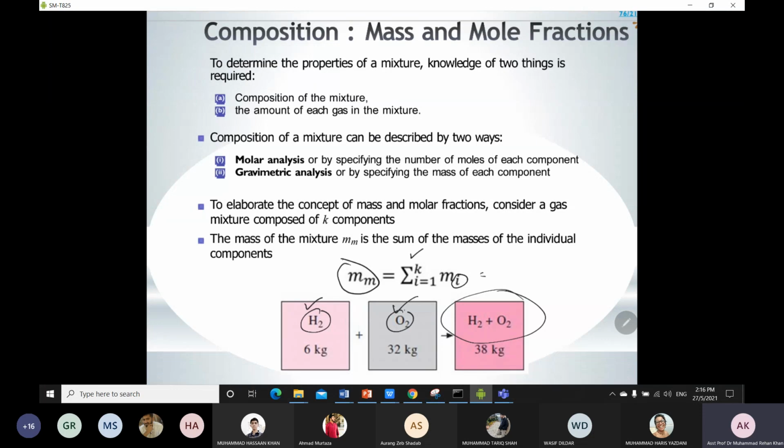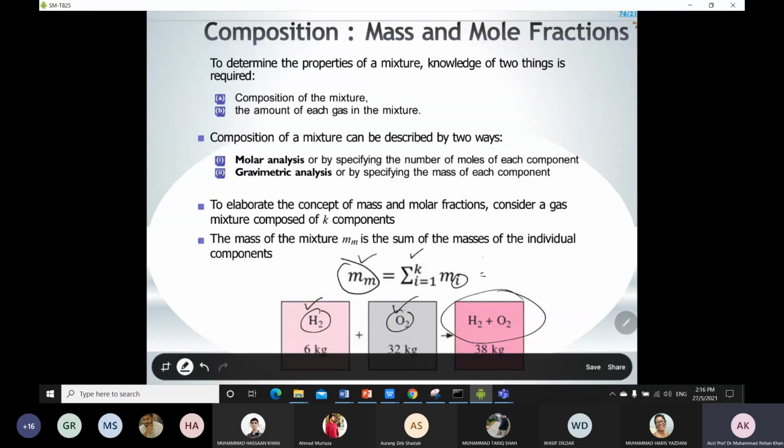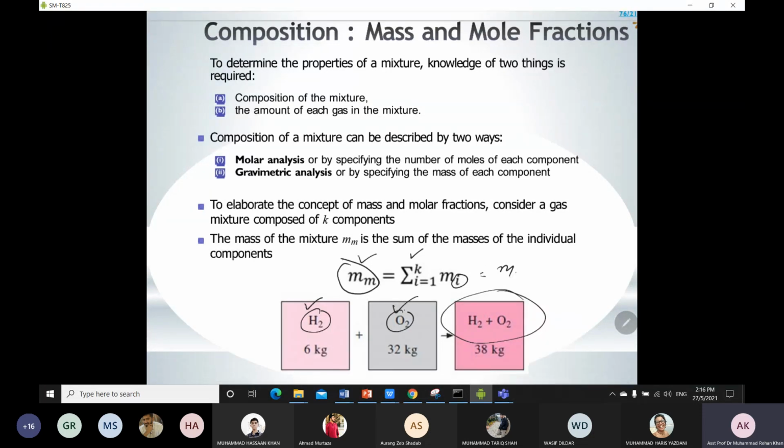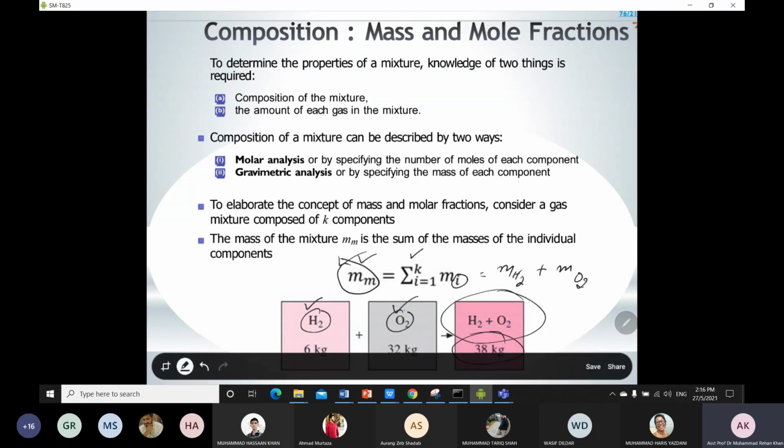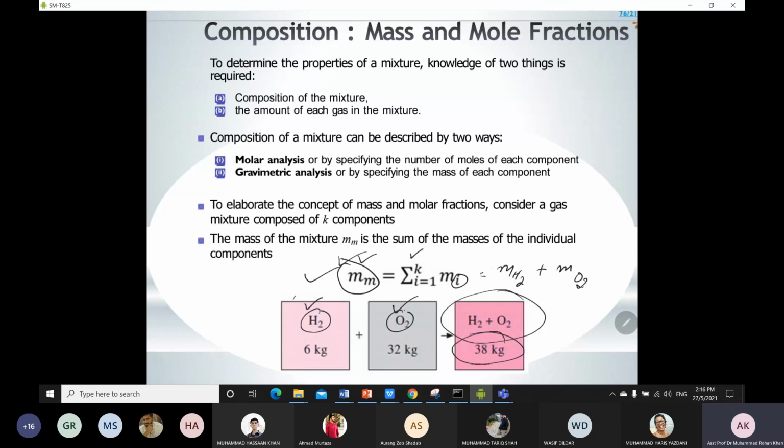So if you have to find the mass of the mixture, you simply have to add the mass of H2 plus the mass of O2, and you will get the mass of the mixture, which is shown over there, equal to 38 kg. So if we have 10 different components in the gas mixture, we have to add all the masses of the individual components. This is the meaning of this equation.